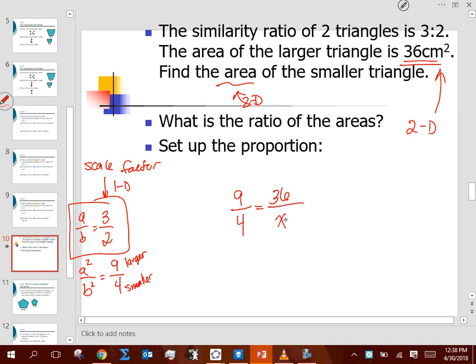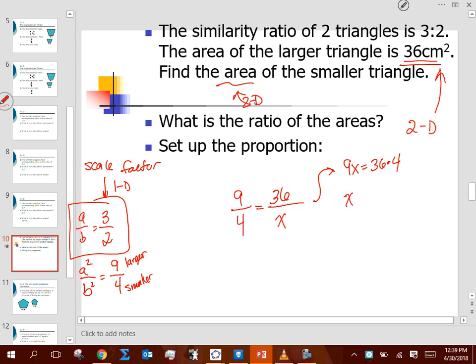Now when I cross multiply, and hopefully this is something that you recognize, I know that 4 times 36 is going to be 144. But I look at 9x equals 144, and I'm not maybe 100% sure on how to do that mental math real quick. But I do know this. I can write this as 9x equals 36 times 4, can't I?